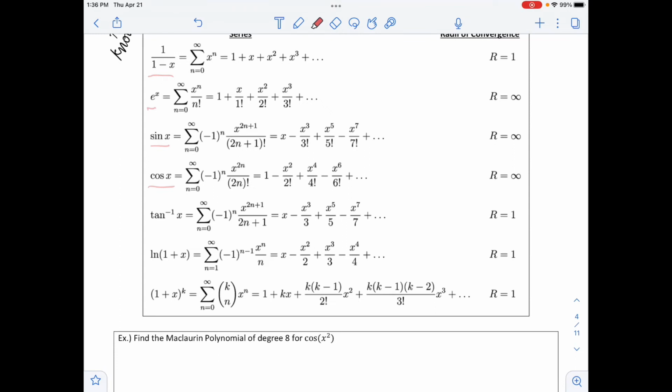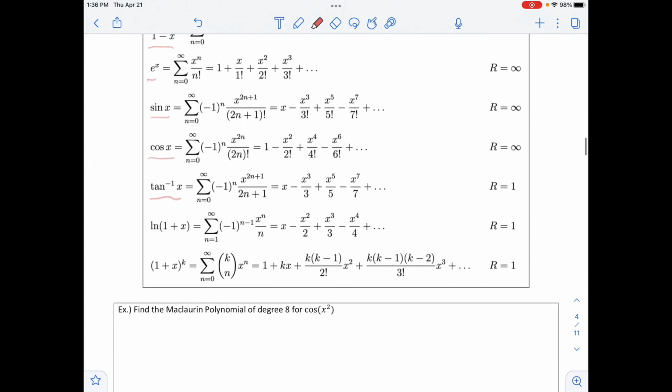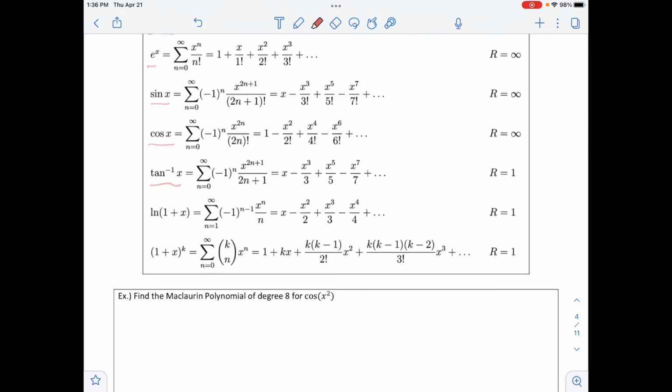In addition, we also have the tangent inverse of x, which is the sum from n equals 0 to infinity of negative 1 to the n x to the 2n plus 1 over 2n plus 1, and that's also written there. And note that the radius of convergence is 1 for this problem. For e to the x, sine x, and cosine x, the radius of convergence is infinity.